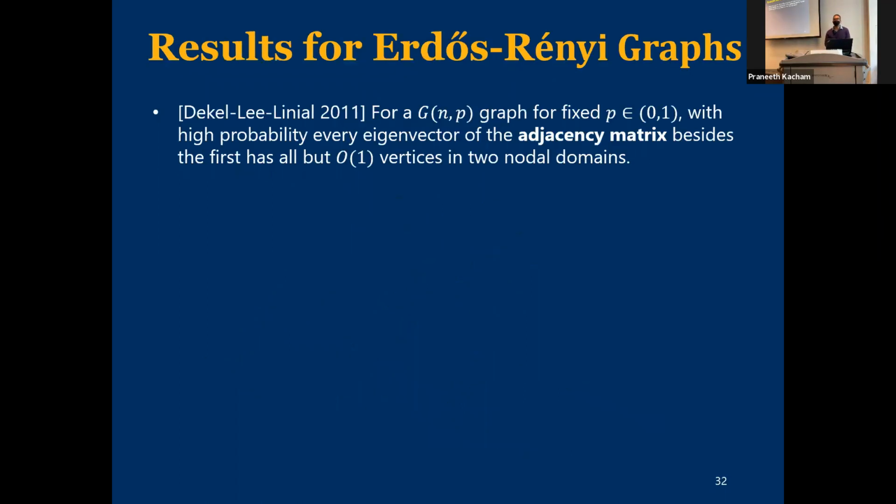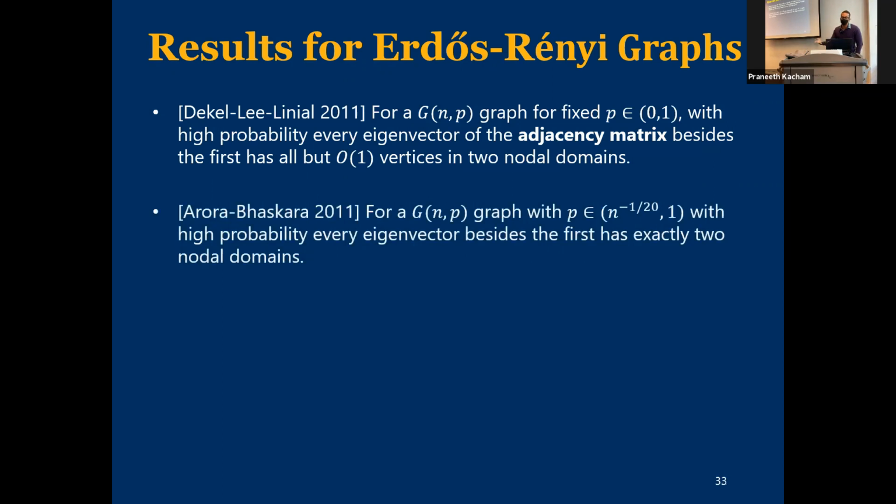So once again, there's a series of results about what nodal domains of these graphs look like. And it actually shows that for graphs that look like this, there are far from k nodal domains for the kth eigenvector. A result from about 10 years ago by Dekel, James Lee, and Nati Linial shows that for a G(n,p) graph, if I fix p, then all eigenvectors of the adjacency matrix besides the first, which is the trivial eigenvector, have all but a constant number of vertices in two very large nodal domains. And then soon after this, there were new delocalization results that Arora and Bhaskara used to show that, in fact, there are exactly two nodal domains for these dense G(n,p) graphs.